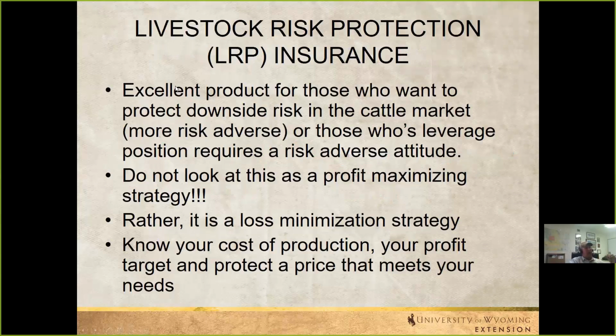It's an excellent product for those who want to protect downside risk in the cattle market, people that are more risk averse, people like me. When I go out and buy stocker calves and I take $60,000 out of my savings and buy a load of stocker calves, I don't want those cattle to be worth $30,000 at the end of the season. So I'm more risk averse. I like buying the insurance product so I know I'll keep my money together. Or those whose leverage position requires a risk-averse attitude.